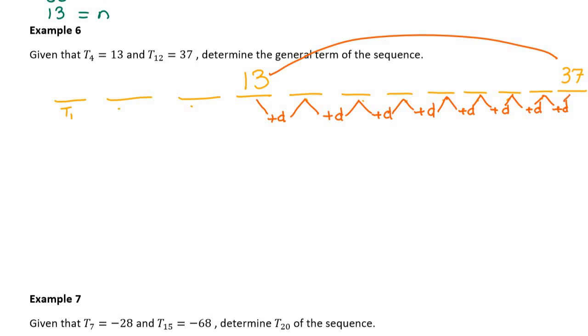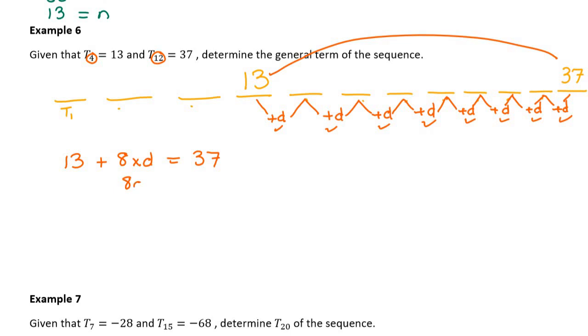So my question is, how many d's did you add? 1, 2, 3, 4, 5, 6, 7, 8. Now that makes complete sense, because to go from 4 to 12, that's 8 places higher. So it would make sense for me to say that 13 plus 8 sets of differences will give me 37. So I don't have to do a simultaneous equation or anything funny here. The question is, can I figure out the difference? And I can, because I've just made myself a little equation: 13 plus 8 differences will get me 37.